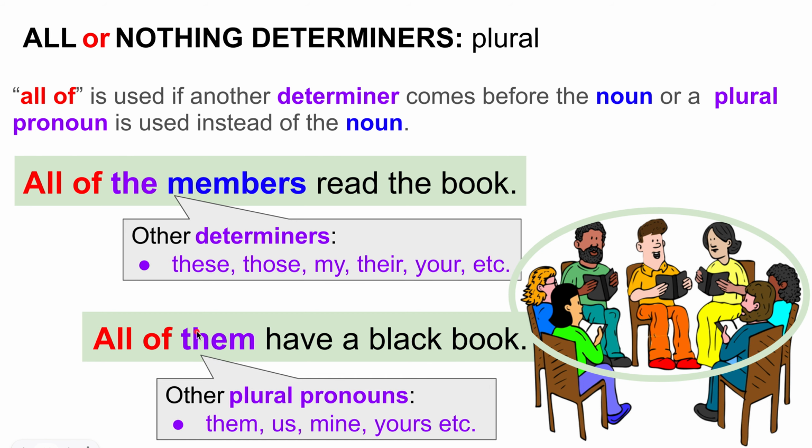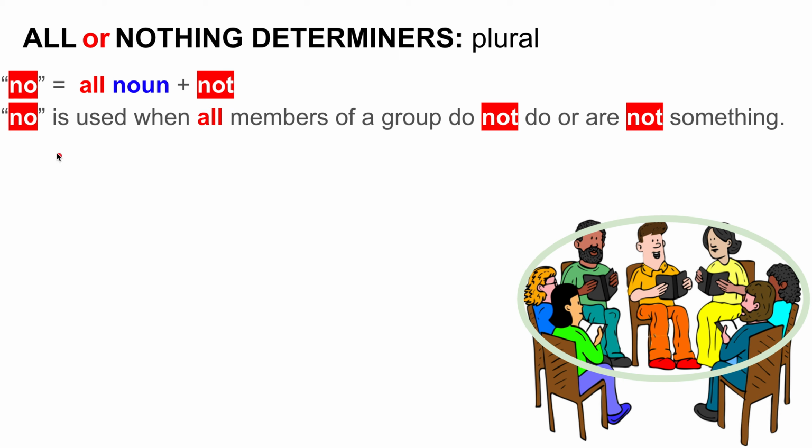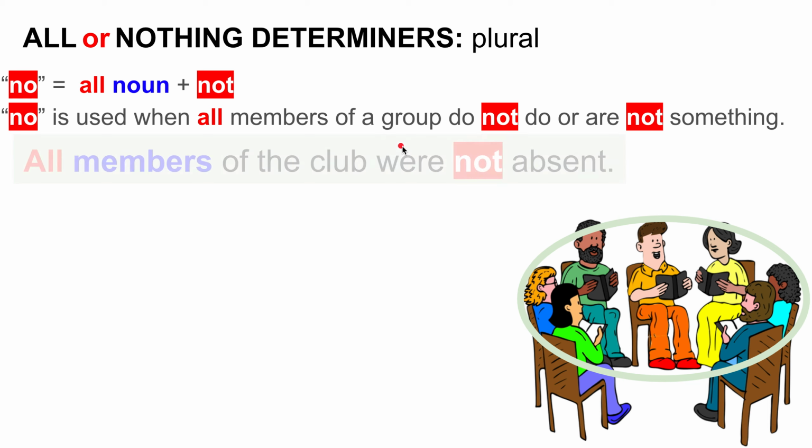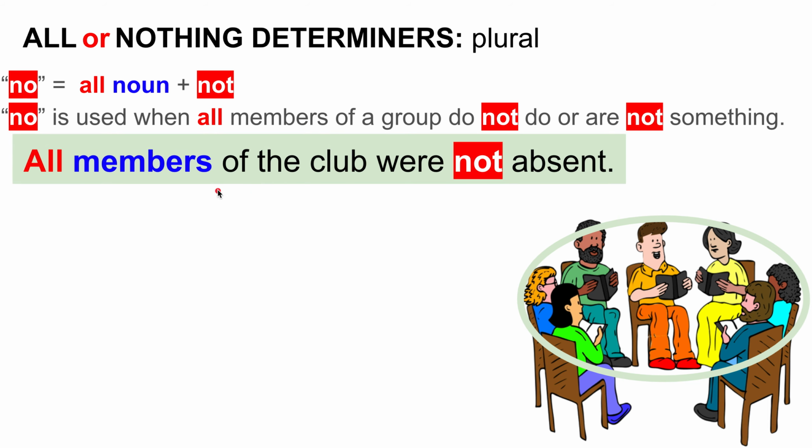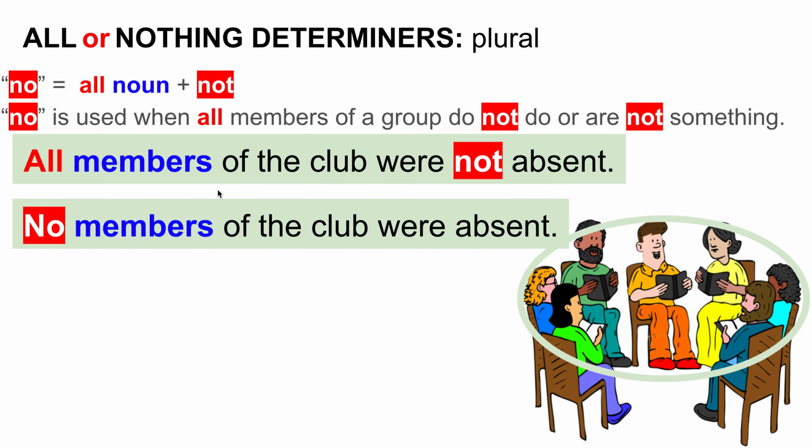Okay, moving forward now, we use no for plural nouns when all members of a group do not do or are not something. So, for example, all members of the club were not absent. You can change this to no members of the club were absent. And it's very similar to singular nouns.